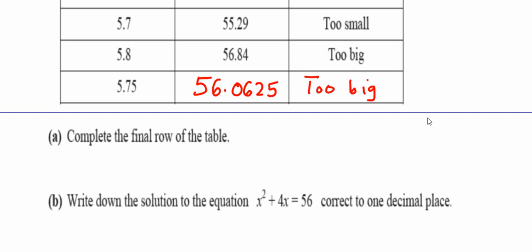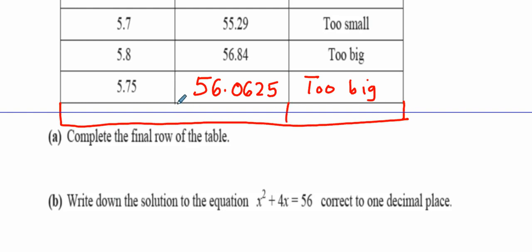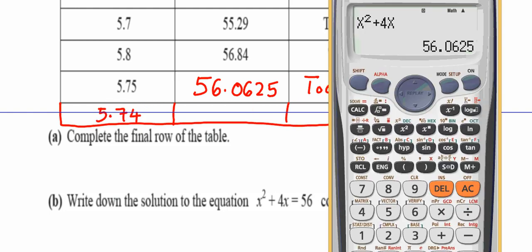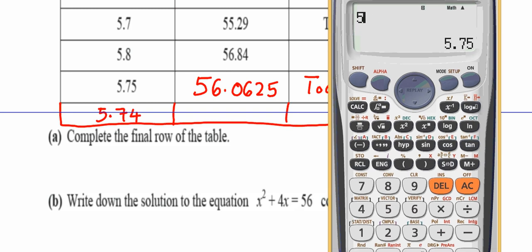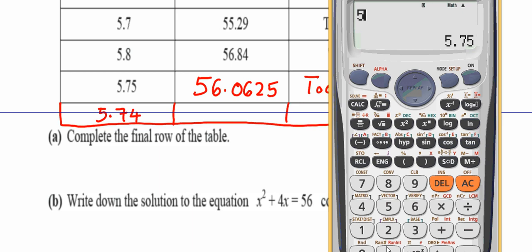Let me see if I can get a gap here. 5.75, we got something too big. Now we have to try 5.74, because with 5.75 we got something too big. Let's check that. Okay, calculate 5.74. Okay, what is the answer?